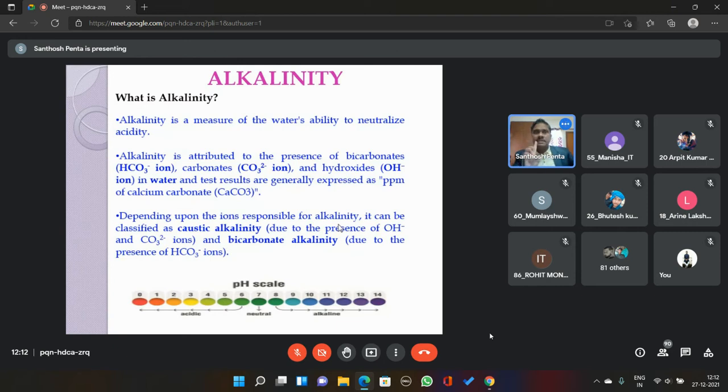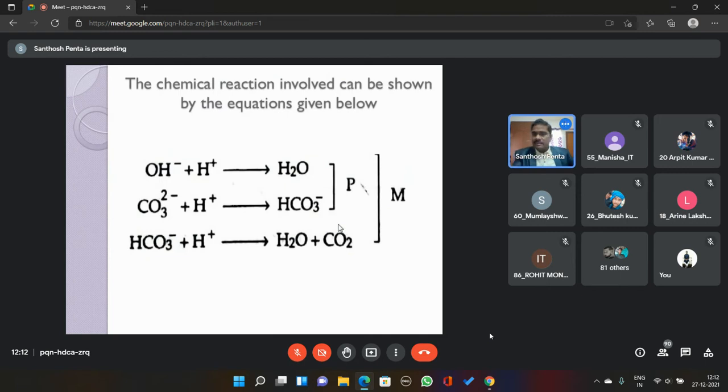What are those? Hydroxide ion, carbonate ion, bicarbonate ion. What is the hydroxide ion formula? OH minus. Carbonate, CO3 2 minus. Bicarbonate, HCO3 minus. These are the 3 ions. Okay, here the ions are: hydroxide ion, carbonate ion, bicarbonate ion.